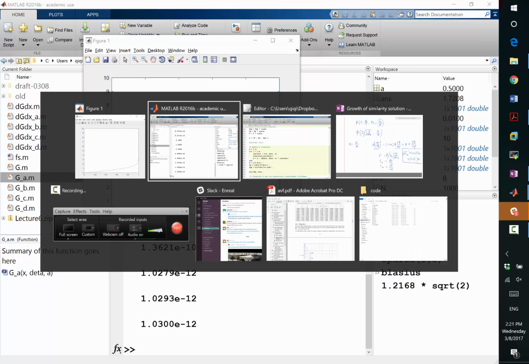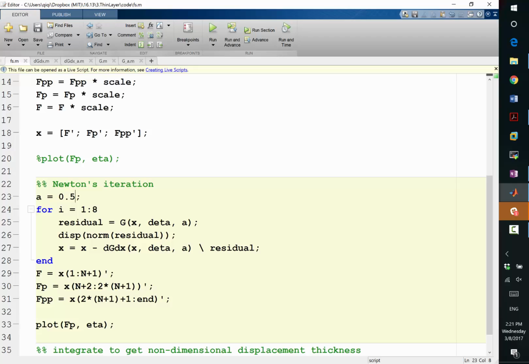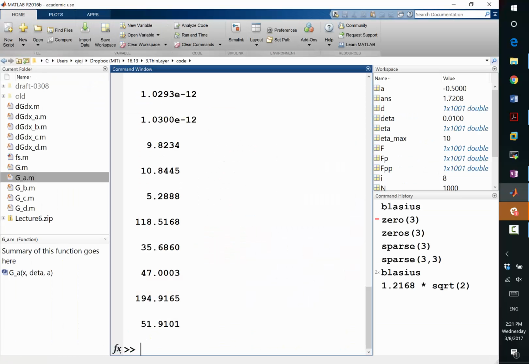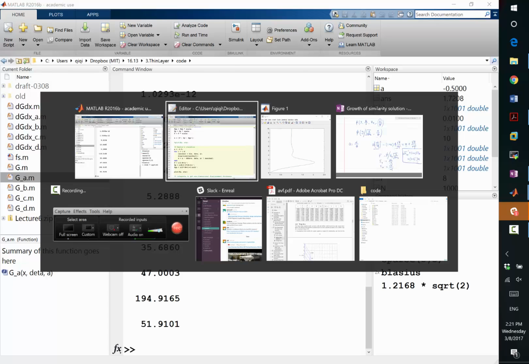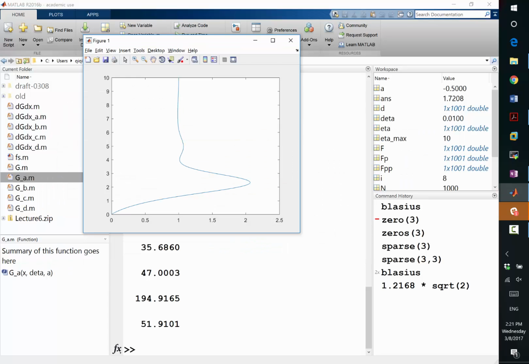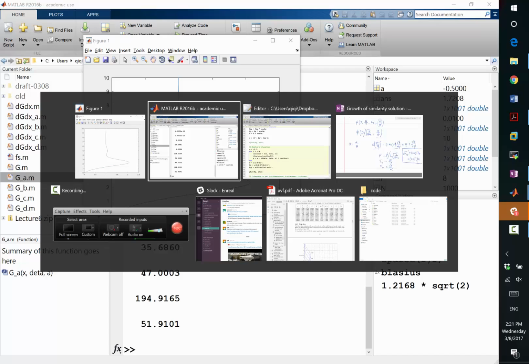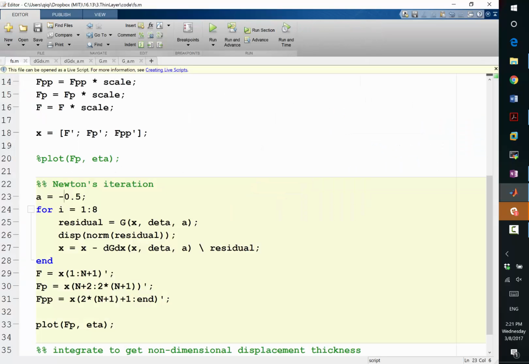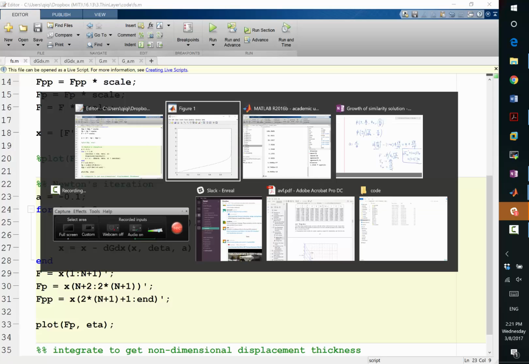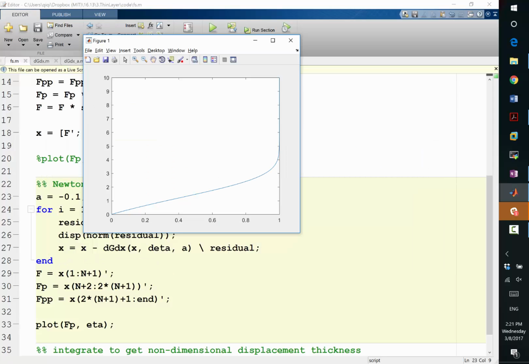Okay, let's try it another way. How about minus? Let's run it. It did not converge. So we did something, I mean, of course, we get a non-convergent solution. So we did something too aggressive. Let's try something slightly less aggressive. Minus 0.1. Okay, we get a thicker boundary layer.